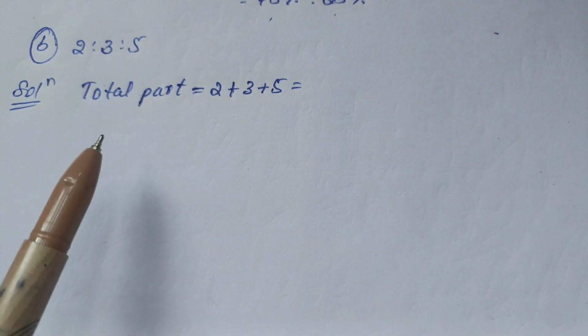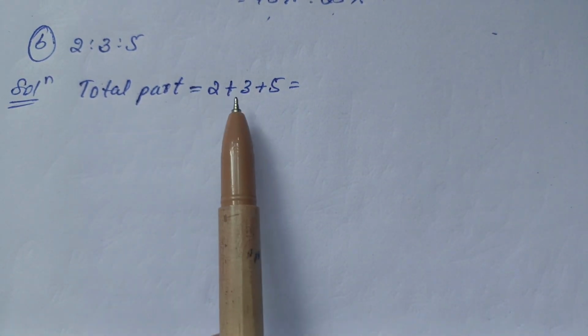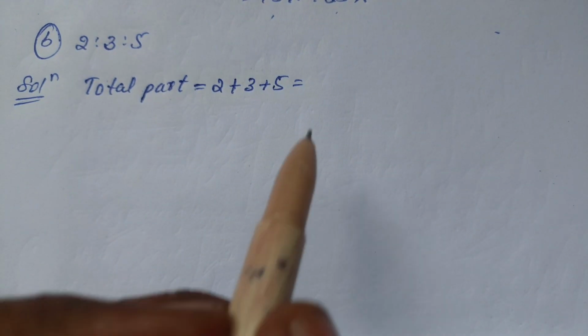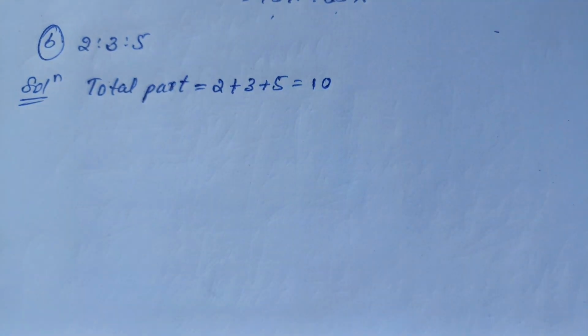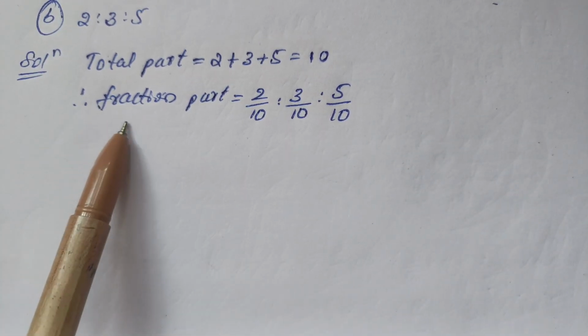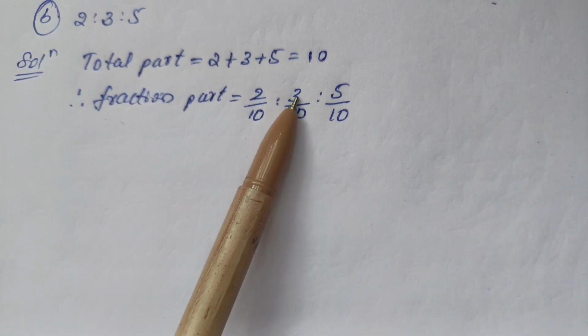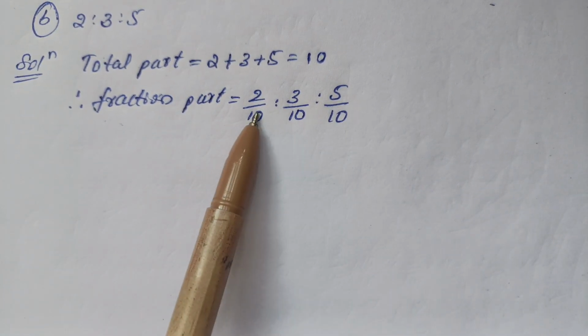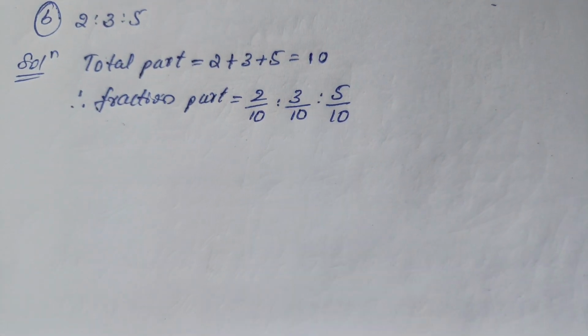So here we need to find out the total part. What is the total part? 2 plus 3 plus 5 is equal to 10. 10 is the total part. Now how to write the fraction part? Therefore, the fraction part is equal to 2 divided by 10, 3 divided by 10, 5 divided by 10. We write this because the ratio is given. So the total part we have found out.